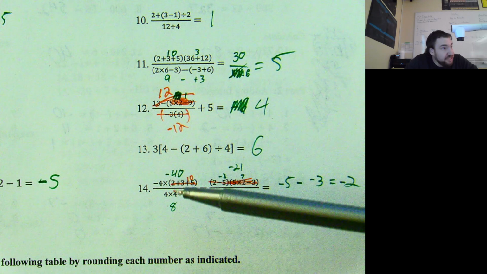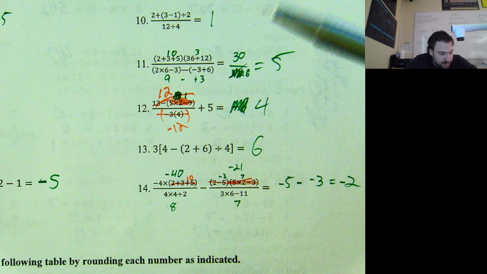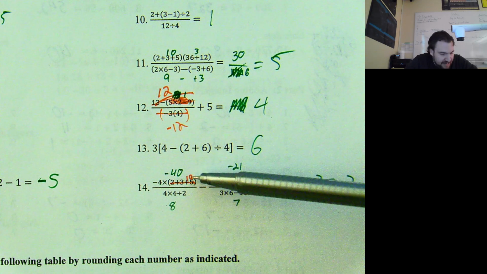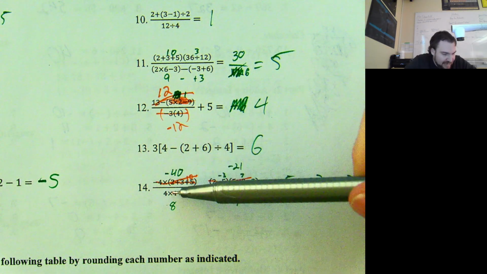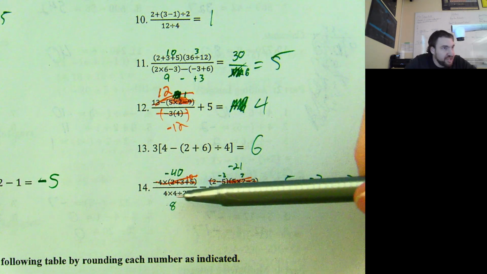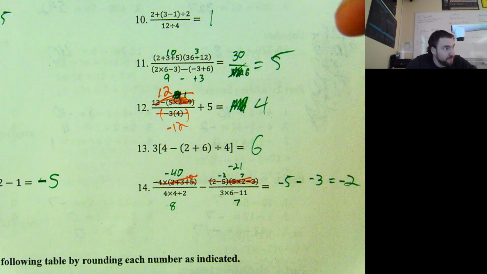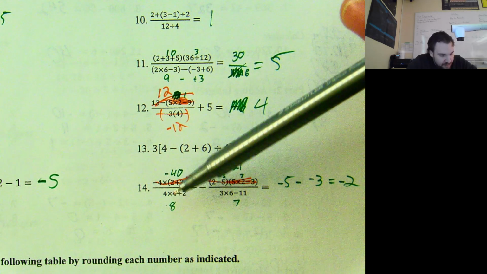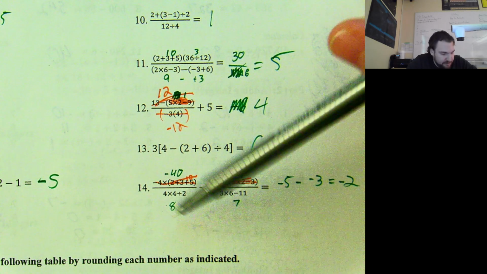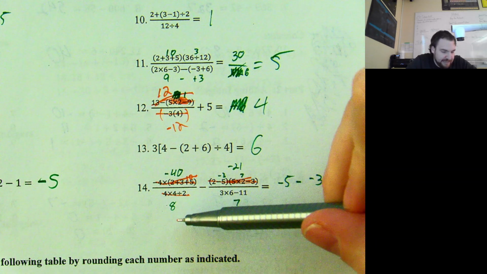Okay, so I can start dealing with the numerators and the denominators as individual chunks. So I've got negative 4 times 10. That's where I got this negative 40 from. Multiplication and division can be done together because they are inverse operations of each other, and you do them left to right. So 4 times 4 is, divided by 2 is, cool. So now this fraction becomes negative 40 over 8.